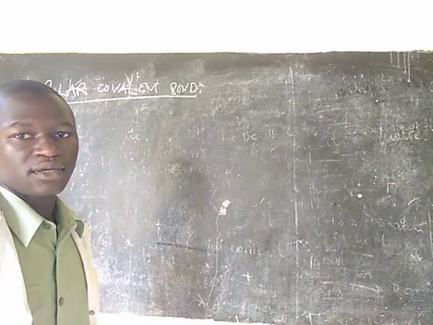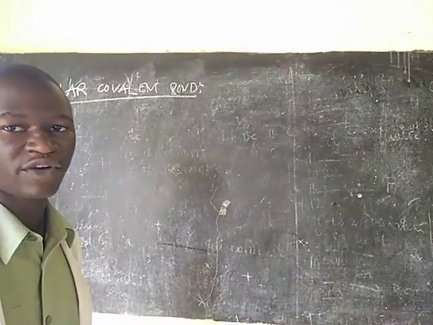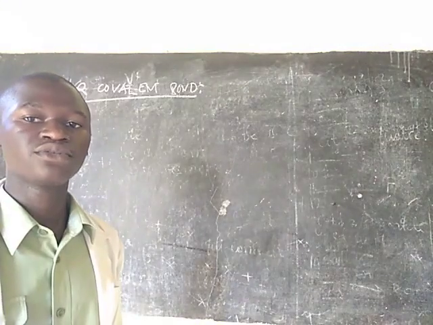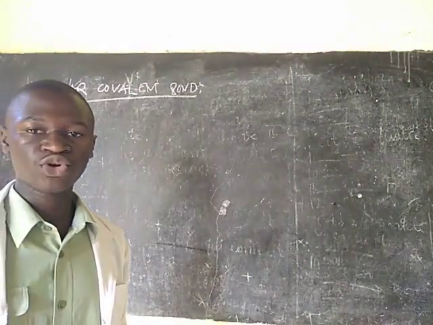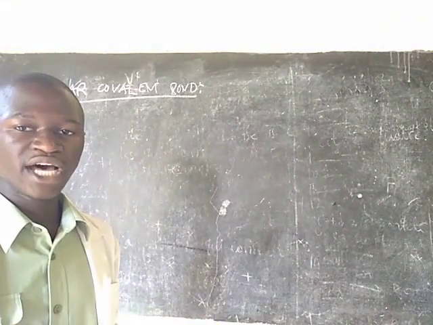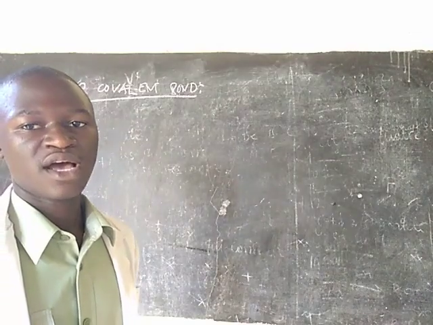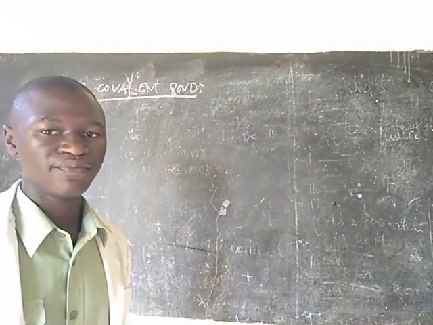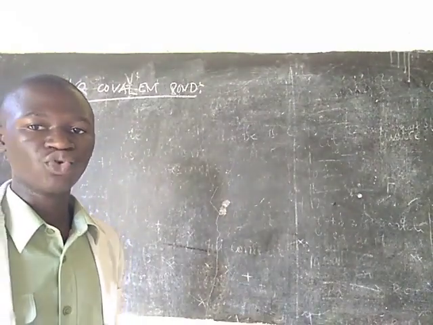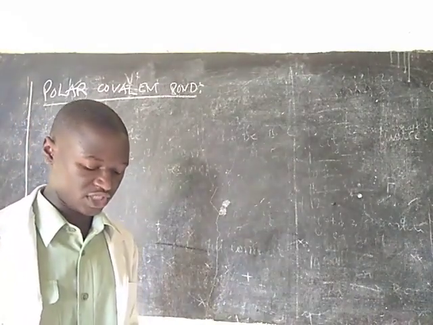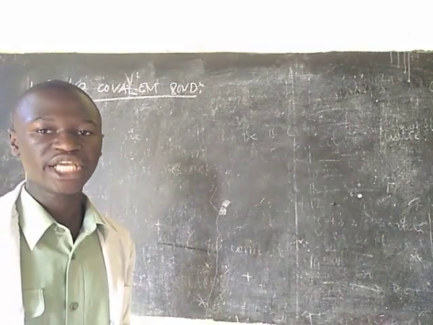Welcome back, friends. In my previous videos, we discussed the non-polar covalent bonds, and in this video, we are going to discuss the polar covalent bonds. As I told you in my previous video, non-polar covalent bonds are formed by the sharing of electrons between two atoms having the same electronegativity. Polar covalent bonds are formed by the sharing of electrons between two atoms having different electronegativities. A polar covalent bond is the type of covalent bond in which the bond electrons are not shared equally.